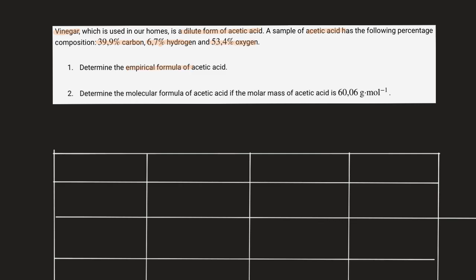They want the empirical formula of acetic acid, and then a second question: determine the molecular formula of acetic acid if the molar mass of acetic acid is given. Remember, I said to you, you cannot work out the molecular formula if you don't have the molar mass of that sample. They've given you all of this. The first thing we need to do is find the empirical formula. If you get the empirical formula marked as incorrect, then you will not get any marks for the molecular formula. There's a chain reaction. Because there's no continued accuracy here, you need to be accurate.